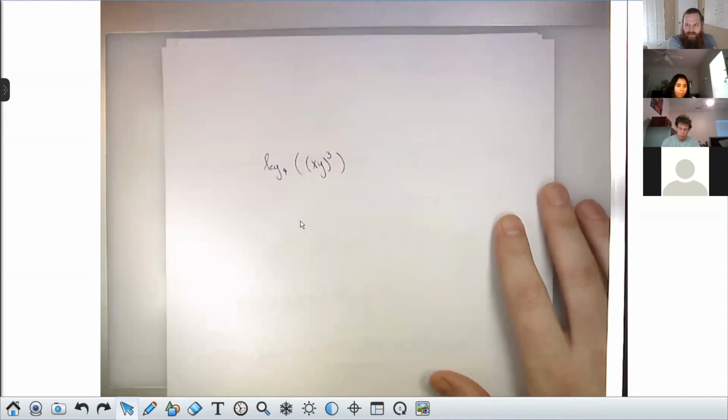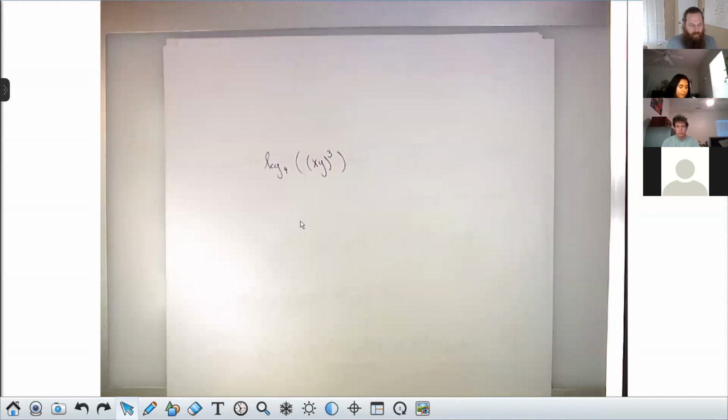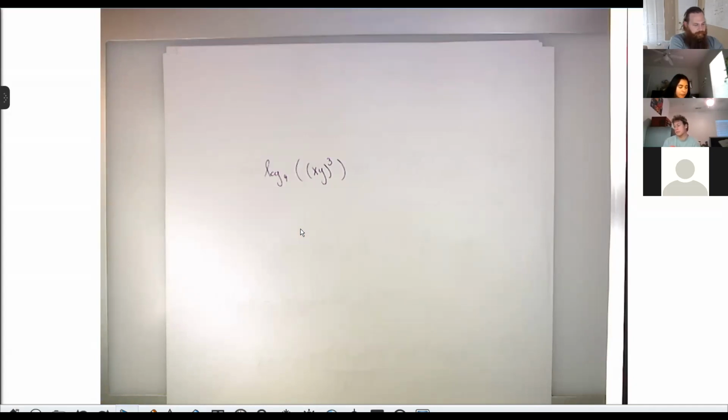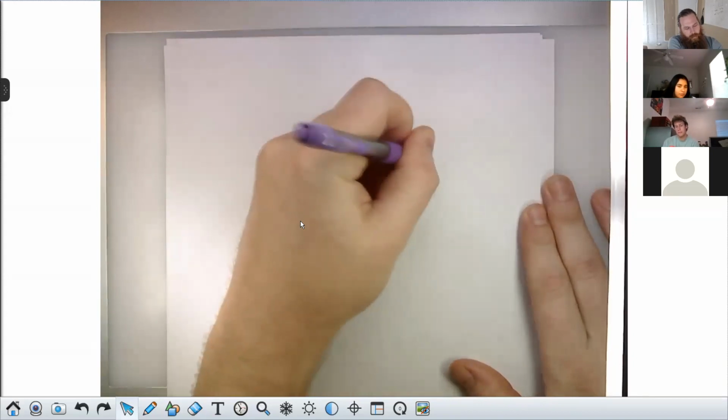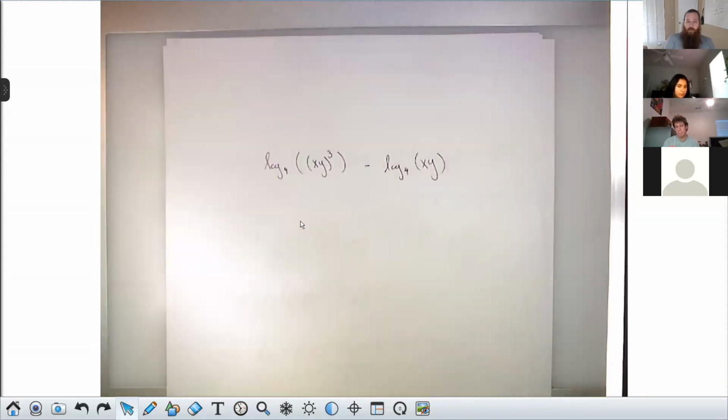Right, so that cube is inside the log, but outside the xy. So the thing you are trying to simplify is that minus the base 4 log of xy. And you can do this however you want.